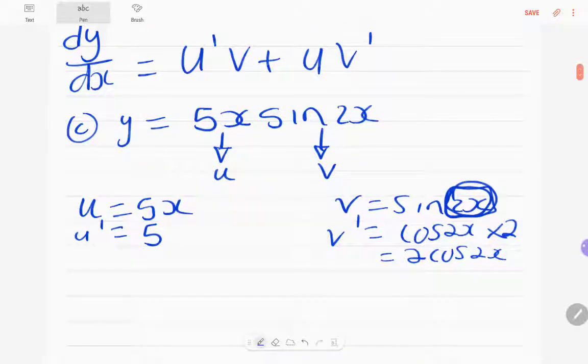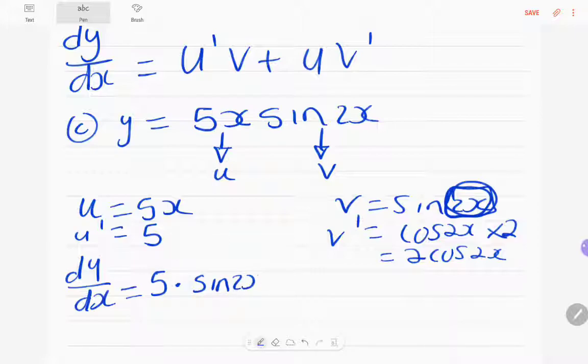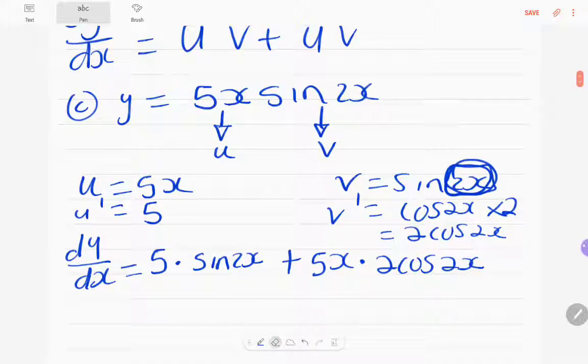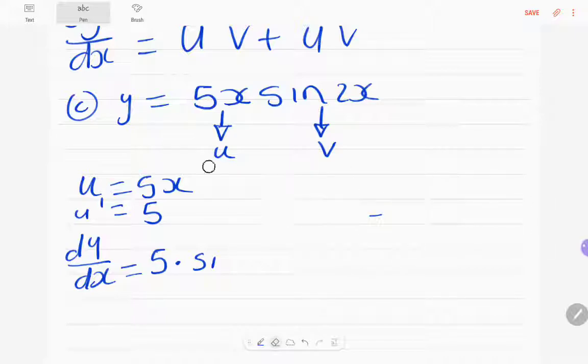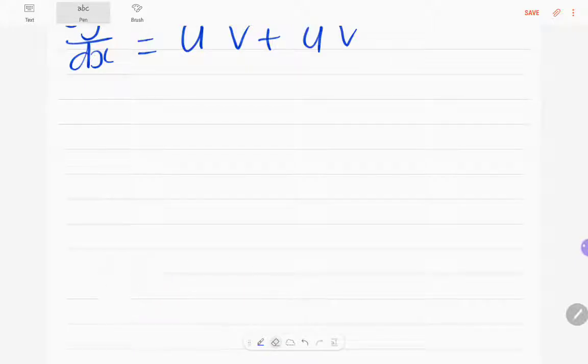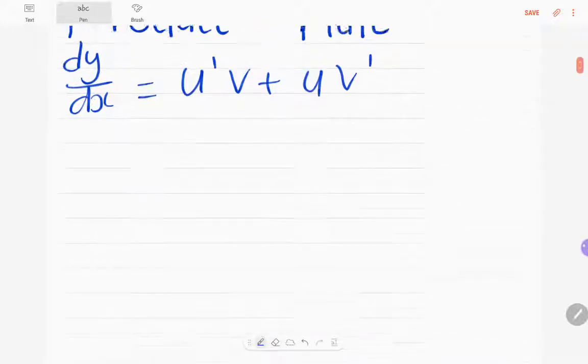We now apply the formula dy over dx. What is our u prime? Our u prime is 5 times v. v is sine 2x plus, what is our u? Our u is 5x. What is the derivative of v? It is 2 cos 2x. From here you can simplify, there's no problem. I was just showing the steps on how we solve a product rule. How do you solve differentiation using a product rule?